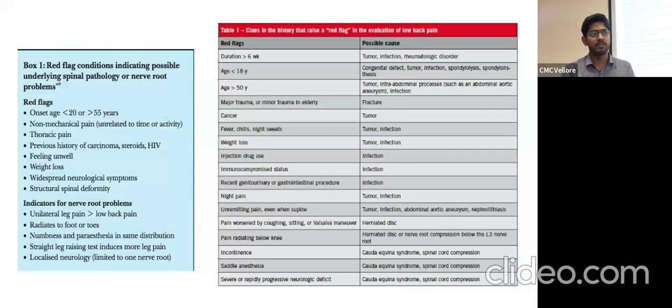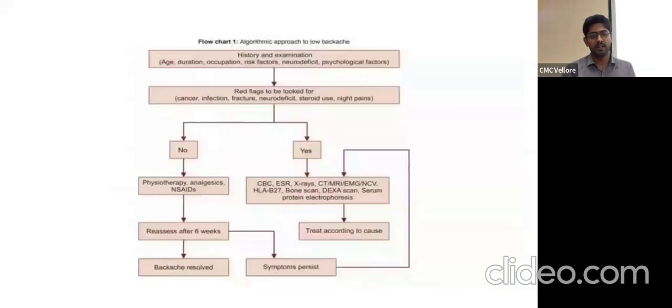Fever, chills, and night sweats, which could also favor tumors or infections. Injection drug use or immunocompromised states, and night pains, which could also be an indicator for tumors and infections, and urinary incontinence. So the approach is history and examination: the age, the duration, occupation, or the risk factors, and whether any neurodeficits and psychological factors are present. So we have to look for the red flag signs.